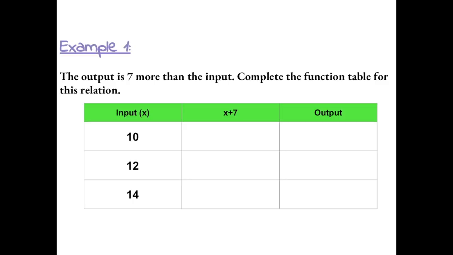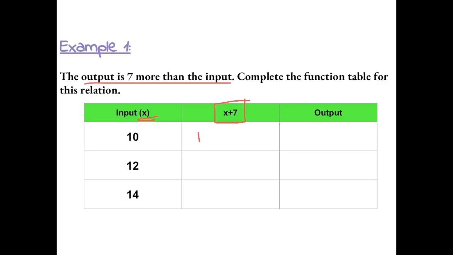Example 1. The output is 7 more than the input. Complete the function table for this relation. So we're given a set of input values, 10, 12, and 14, and we know that we have to use this rule, x plus 7, because the output is 7 more than the input. So if the input represents x, the output is x plus 7 because it's 7 more than the input. So let's use this rule to find our outputs.